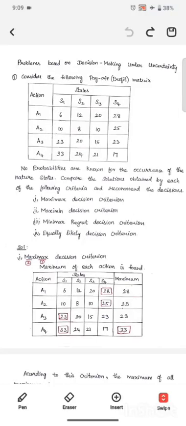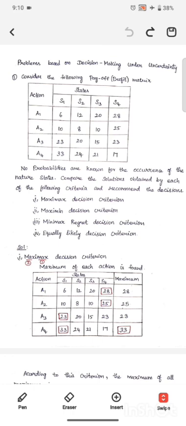So let us see about problems based on decision making under uncertainty condition. Here we have an example problem for profit. So we have four actions here. A1, A2, A3, A4 indicates an action plan and states S1, S2, S3, S4 represents the four different states.